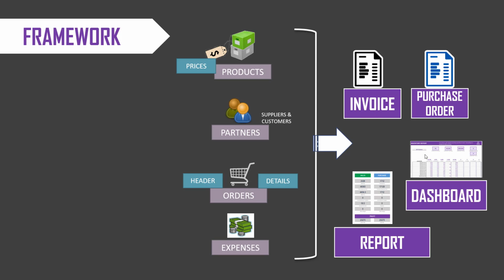On the right side, you have all the different output that the template will automatically create: invoices, purchase orders, a 6-page interactive report, and a dashboard that shows the inventory and the financial status. Now let's go and take a live look at the template to see how this framework works in Excel.